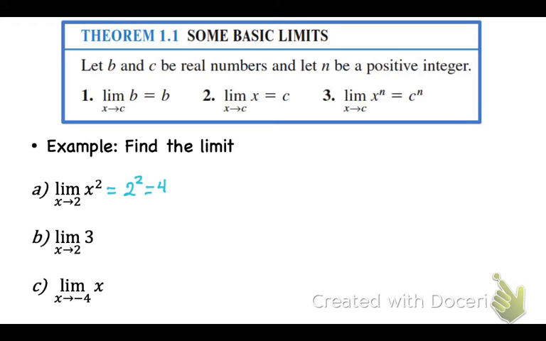The next one, the limit of 3 as x approaches 2. Well, 3 is a constant. What rule is that one? Rule 1. Remember, b is a constant, isn't it? x is a variable. So the answer is just what? 3. Because it's not changing. That's that horizontal line. Not changing. Okay. The limit of x as x approaches negative 4 is what? Rule 2. Which is negative 4.